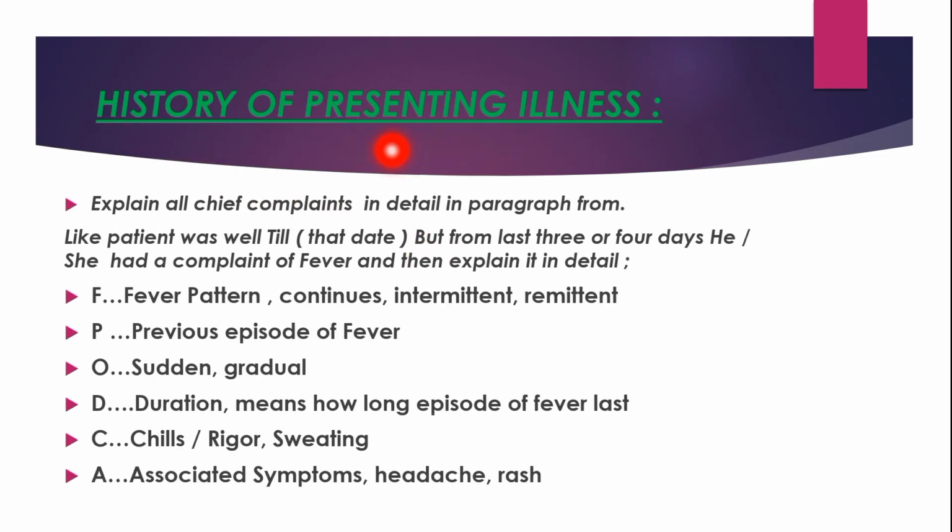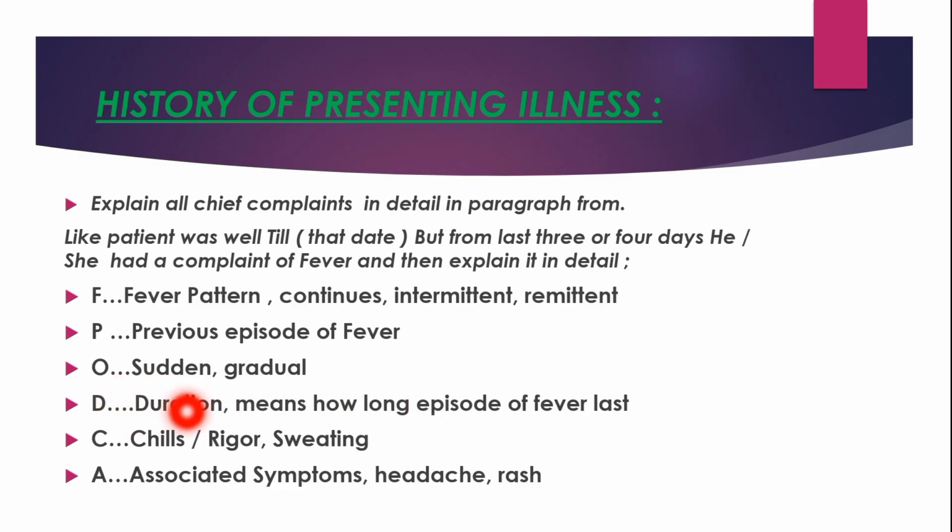Next step is the history of presenting illness. So in HOPI, explain all the chief complaints in detail and in paragraph form. And start it as, let's suppose, a patient was well till 3 or 4 days ago, but now he or she has a complaint of fever, and then explain the fever in detail. Ask about the fever pattern, whether the fever is continuous, intermittent, or remittent in nature. Also ask about any previous episode of fever, or as per onset, whether the fever is gradual or sudden in onset. D as per the duration means how long the episode of the fever lasts.